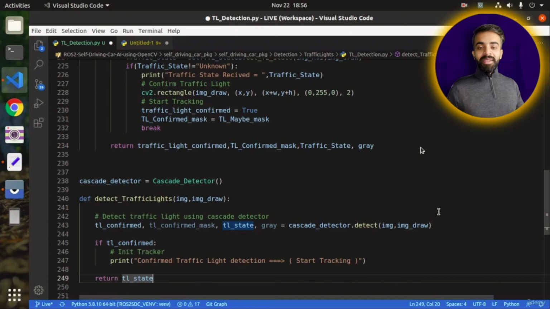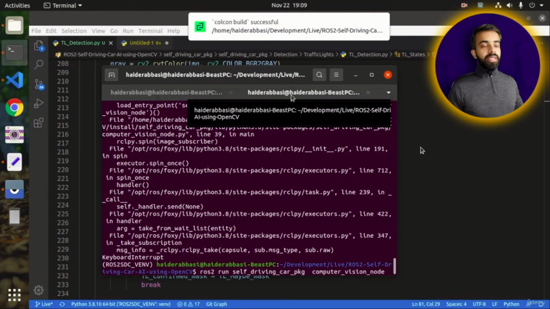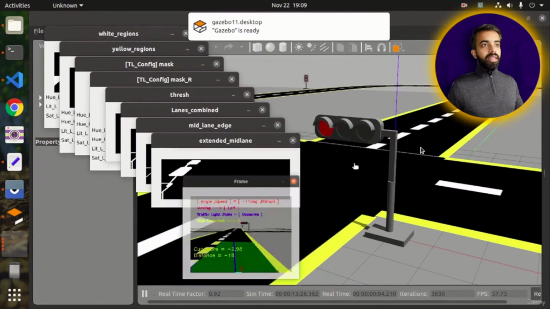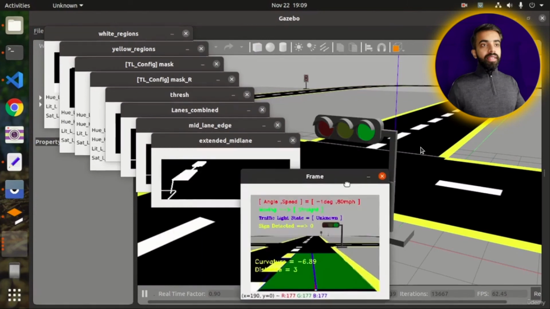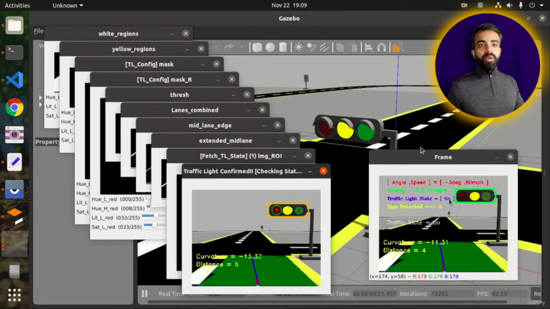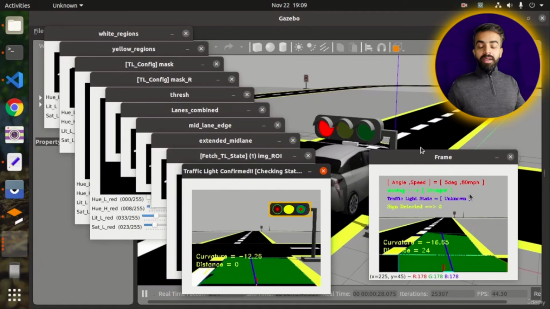We start by building the project and then running the simulation. Once the simulation has run, we can now run the computer vision node. At the start, you will notice a new line that represents the state of the traffic light, which is set to unknown at the initial point. But once this traffic light gets detected by the haar cascade, you will notice a green rectangle representing the confirmation of the detection. And then we will retrieve the state of the traffic light, which is go at this point, and this is the correct state being retrieved. So our confirmation and state retrieval mechanism is now working correctly, and we can proceed to the next step.